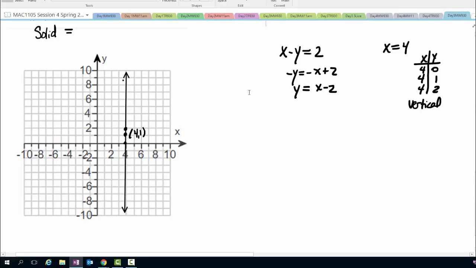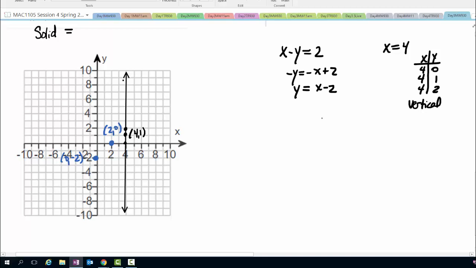Okay, so now y equals x minus 2. What's the y-intercept? Negative 2. 0, negative 2. And you can use the slope, which is 1, to go up 1 over 1, up 1 over 1. I'm going to actually plot the x-intercept as well, which is 2, 0.